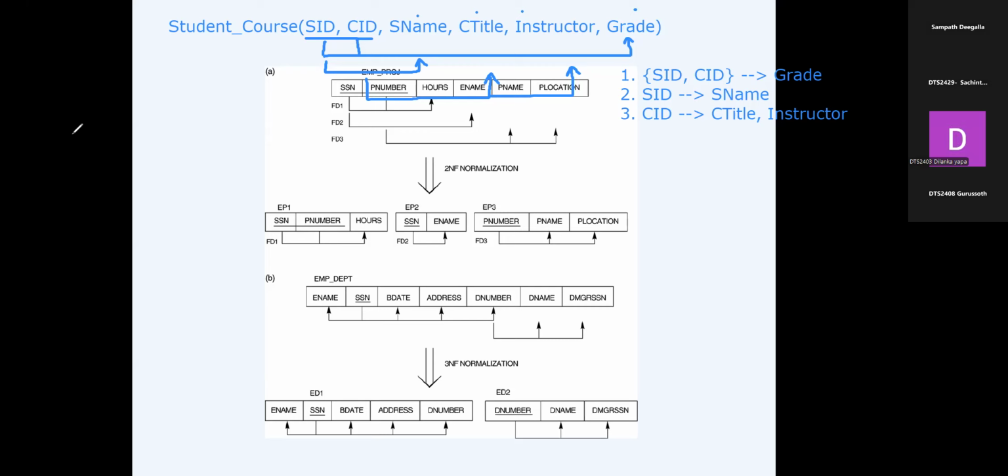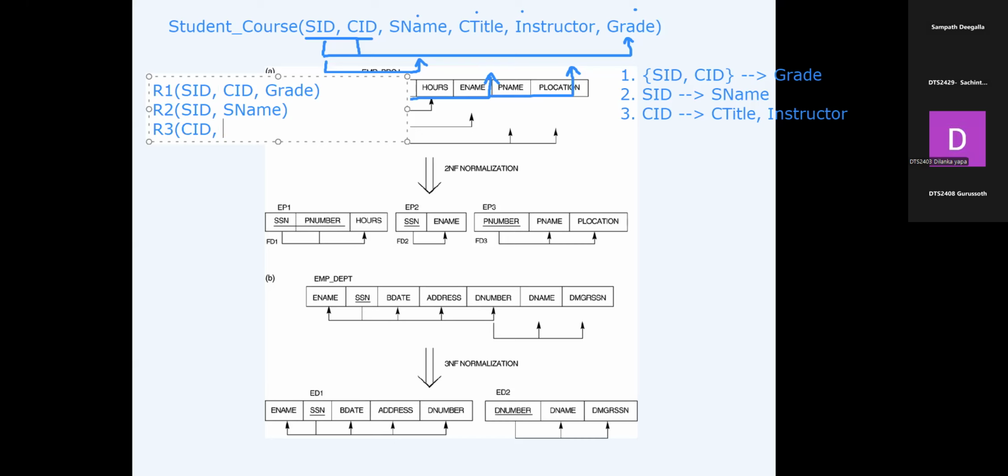So the three relations, we can call R1 for simplicity. We can get SID, CID, and grade. This is one relation. Second relation, we can get SID and student name. Third relation, you can get CID, C title, and instructor.